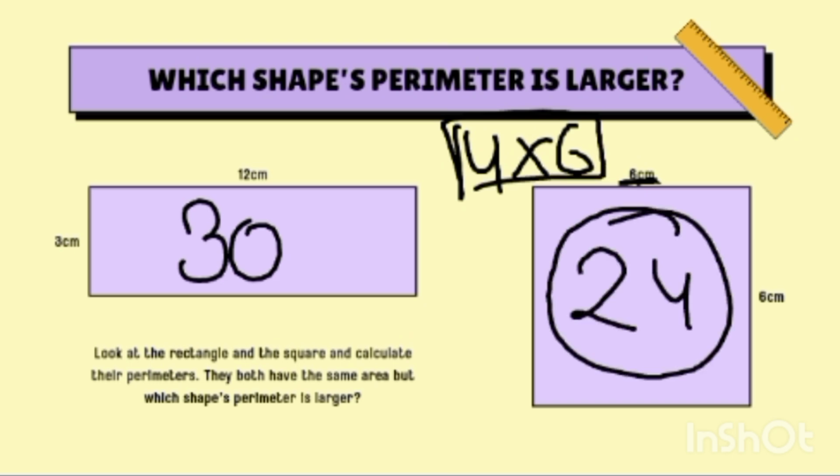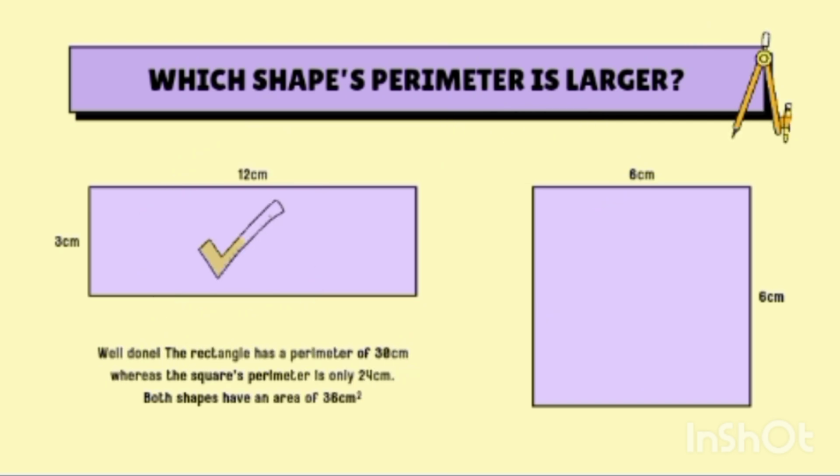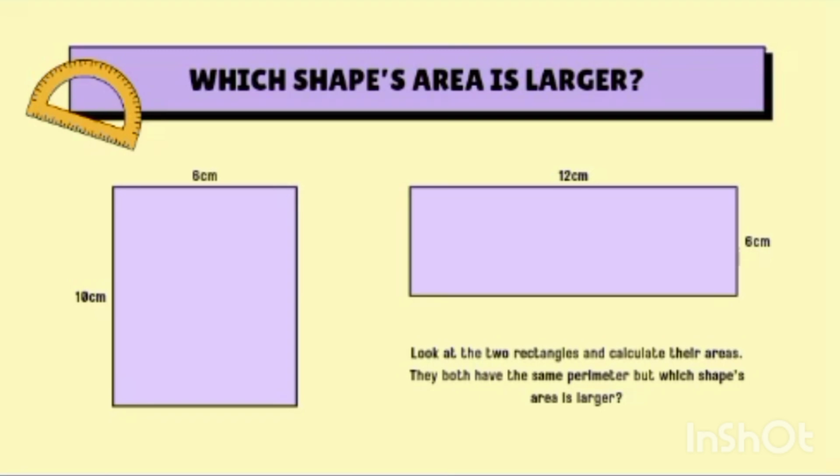It means the perimeter of one figure is 24 and the perimeter of this rectangle is 30, so the perimeter of this rectangle is bigger. Yeah, so this is what it is. Okay, so let's go to the next one.